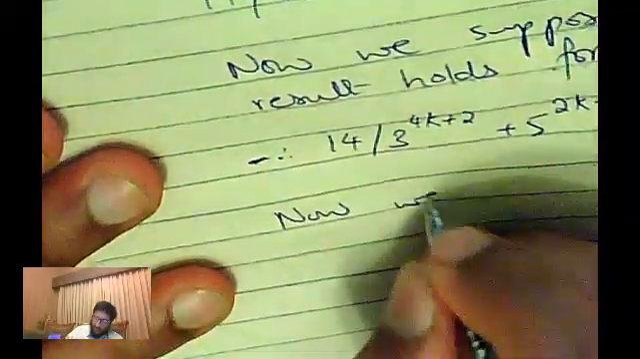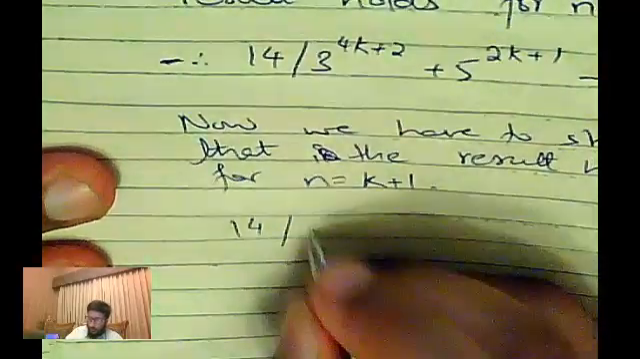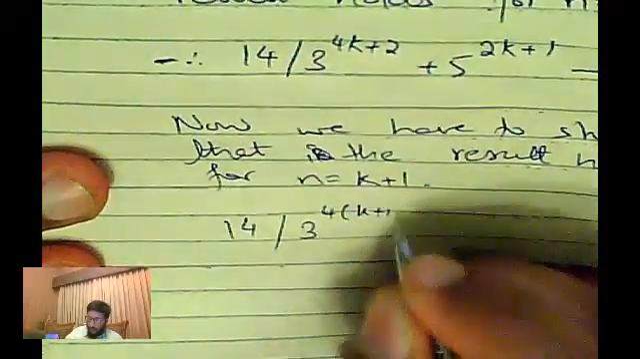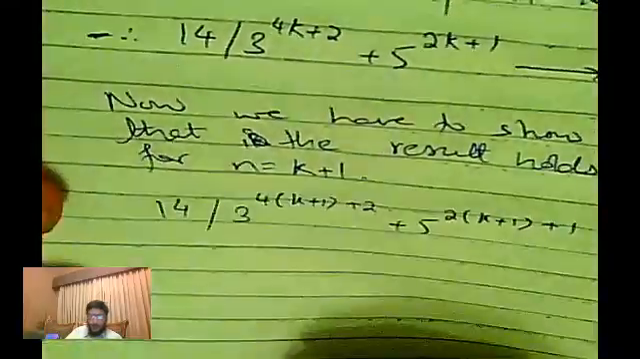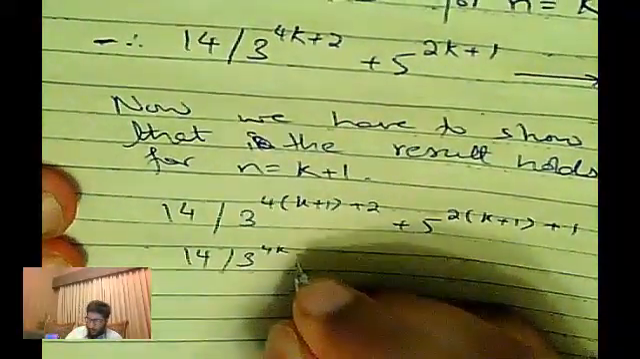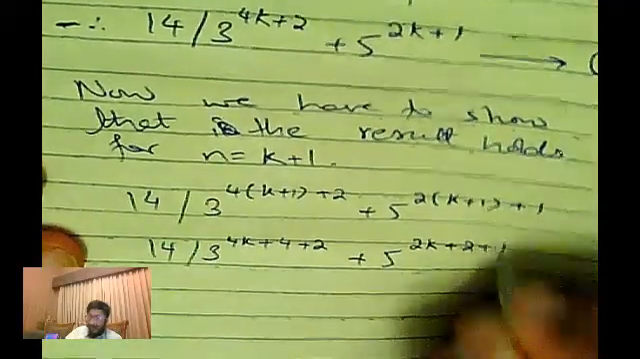Now, the third step, we have to show that the result holds for n equals k plus 1. So when you put this value over here, we have 14 divides 3 to the power 4 multiplied by k plus 1 plus 2, plus 5 raised to the power 2 multiplied by k plus 1 plus 1. So 14 divides 3 to the power 4k plus 4 plus 2, plus 5 to the power 2k plus 2 plus 1.